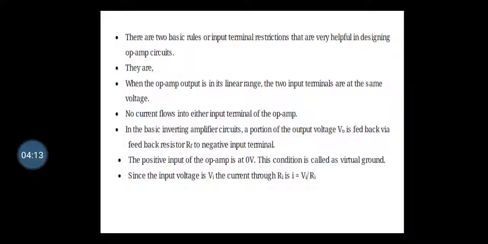In the basic inverting amplifier circuit, a portion of the output voltage V0 is fed back via the feedback resistor RF to the negative input terminal. The positive input of the operational amplifier is at 0 volt. This condition is called virtual ground. The current through RI is I equal to VI by RI. We all know I is equal to V by R from Ohm's law. So this condition is once again applied in the operational amplifier also.